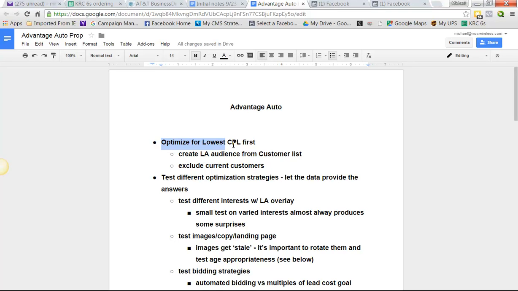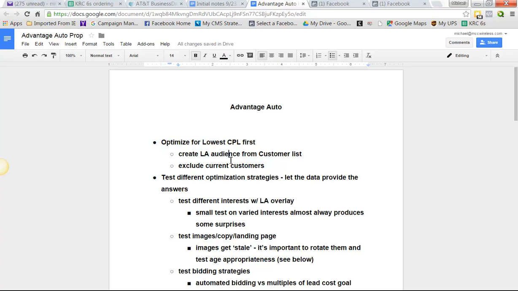What we found, it's just the best way to go at things. Test really small, find the lowest cost per lead, and then we can scale later once we see what the pockets in the market are and where we're going to get the best cost.